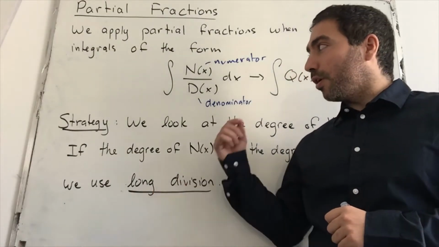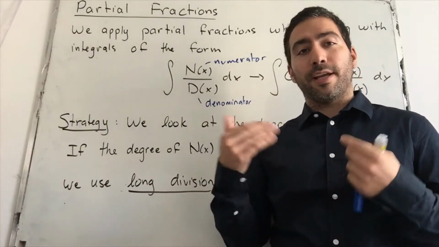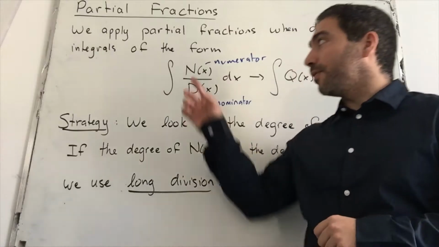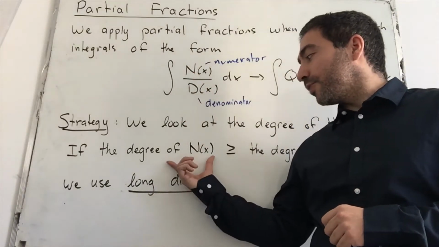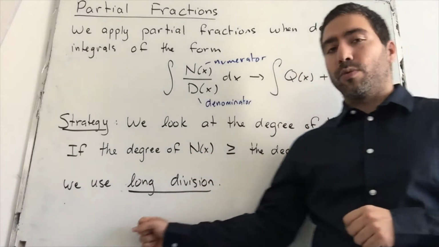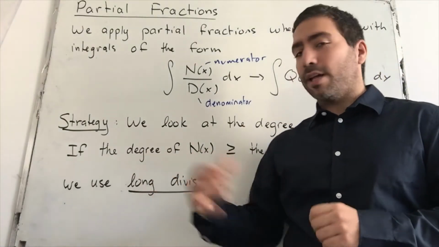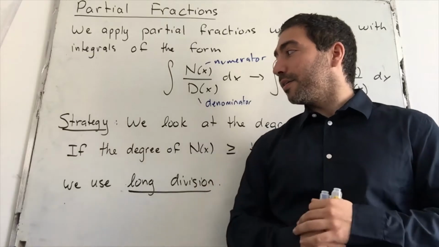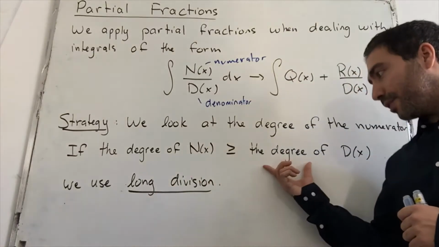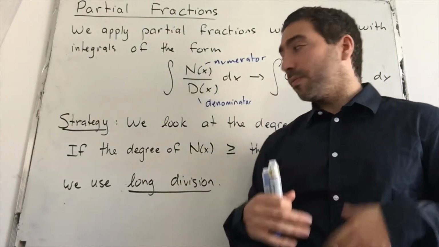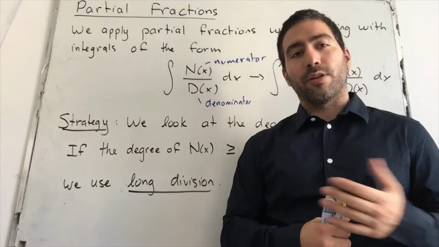Always begin partial fraction problems by looking at the degrees of the numerator and the denominator. If the degree of the numerator is greater than or equal to the degree of the denominator, we're going to start off with long division. If not, I'll show the subcategories in the event where the degree of the denominator is bigger. Let's go ahead and look at an example where we have to apply long division.